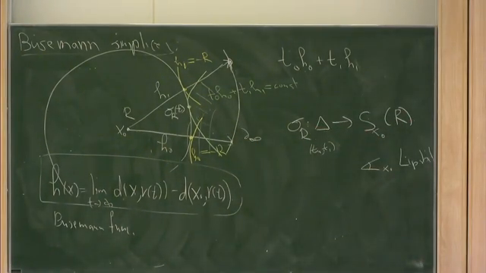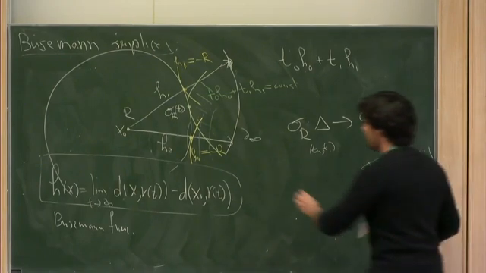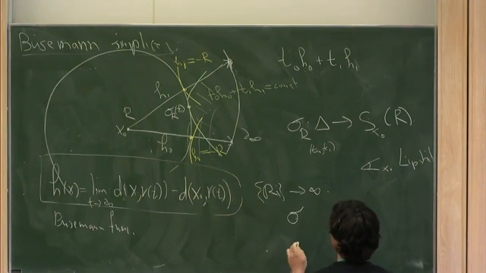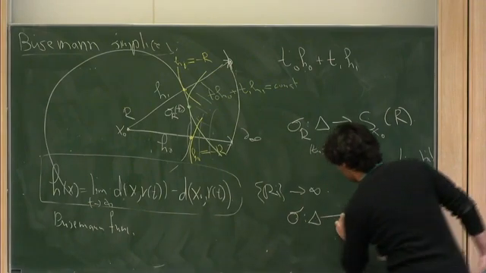But by an Arzelà-Ascoli type argument, you can take a subsequence r_i for which this converges to a single simplex on the boundary at infinity.